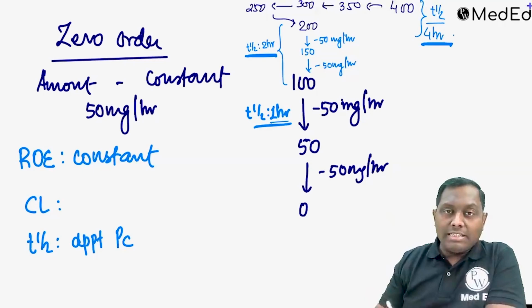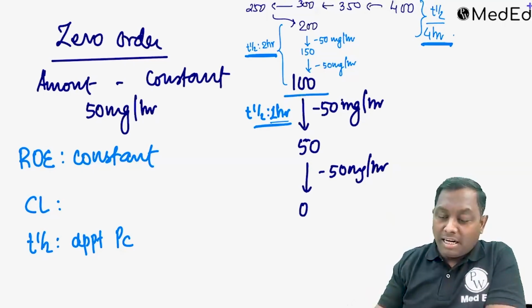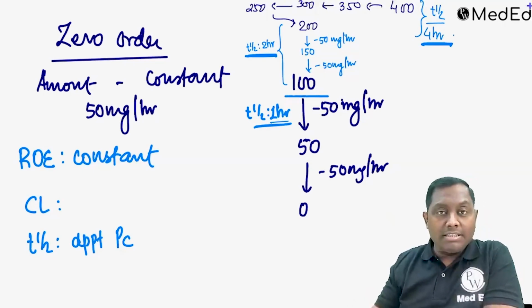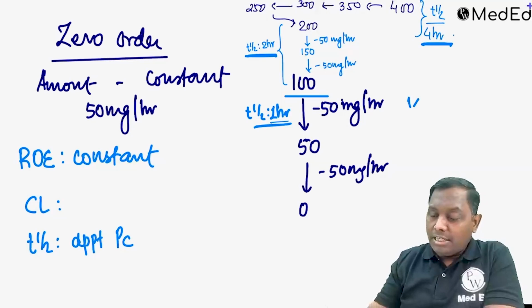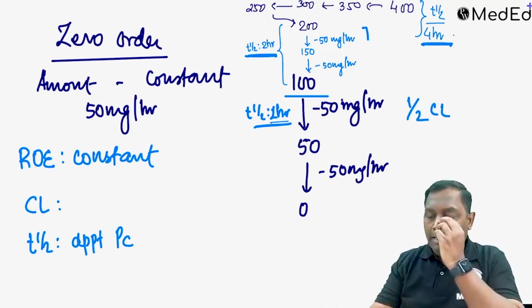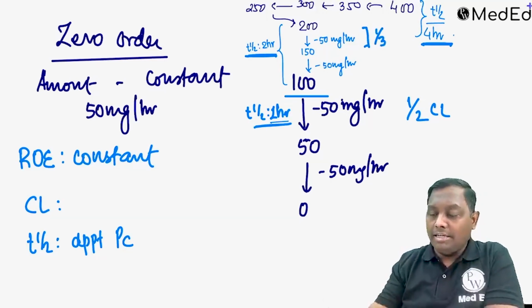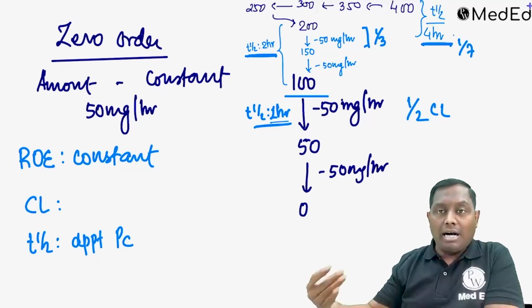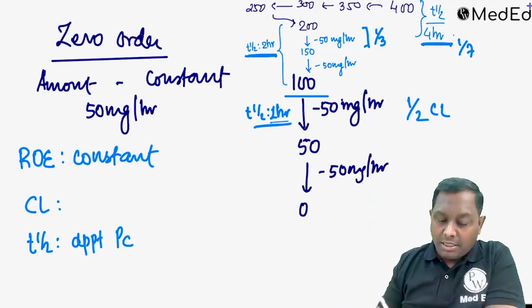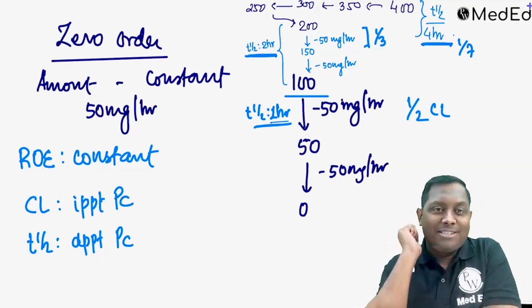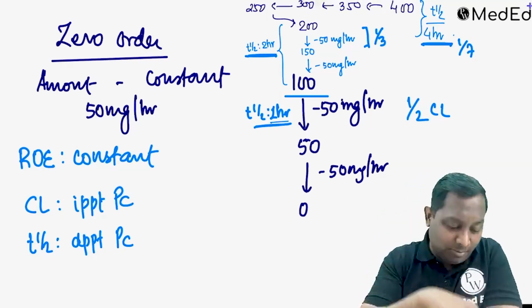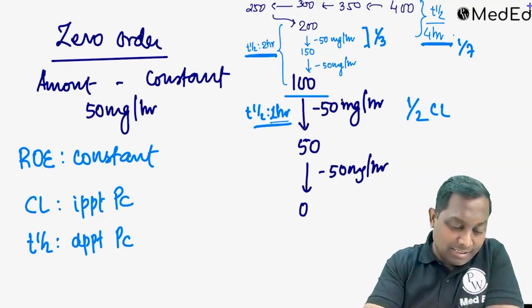So clearance, as I told you, when the plasma concentration is 100, when the plasma concentration is 150, that means here is going to be 1/2 clearance. Here, if it is 200, then here we have, let's say, 1/3 clearance, and here it is going to be 1/7. So at high plasma concentration clearance is decreasing, so we say clearance is inversely proportional to plasma concentration. Are you guys following me?